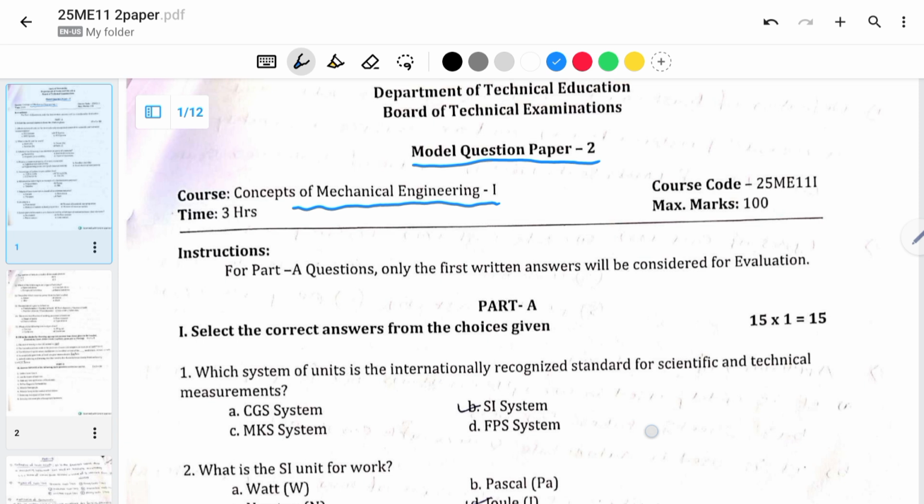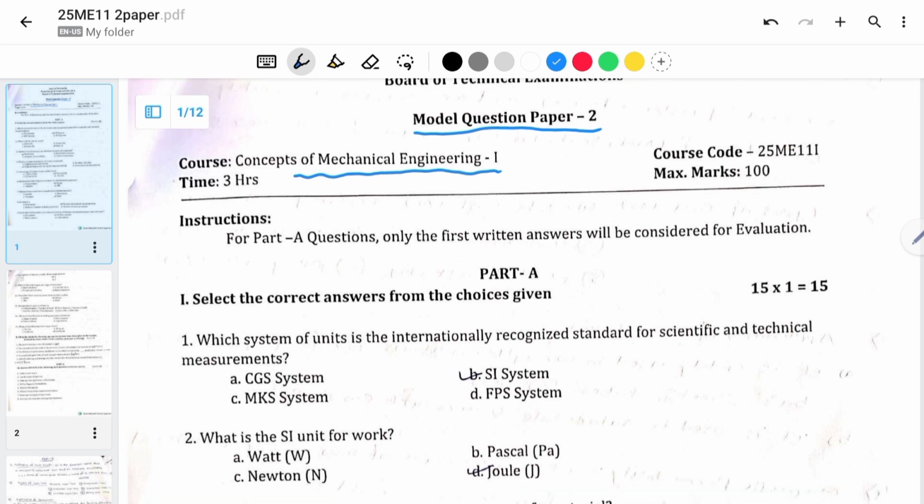In the previous video I have already discussed what kind of questions they are going to ask and what the mark distribution is. If you have not watched that video, please go through it, and I will give the link in the description. The first question paper was that one, and this is the second. So let us see here.